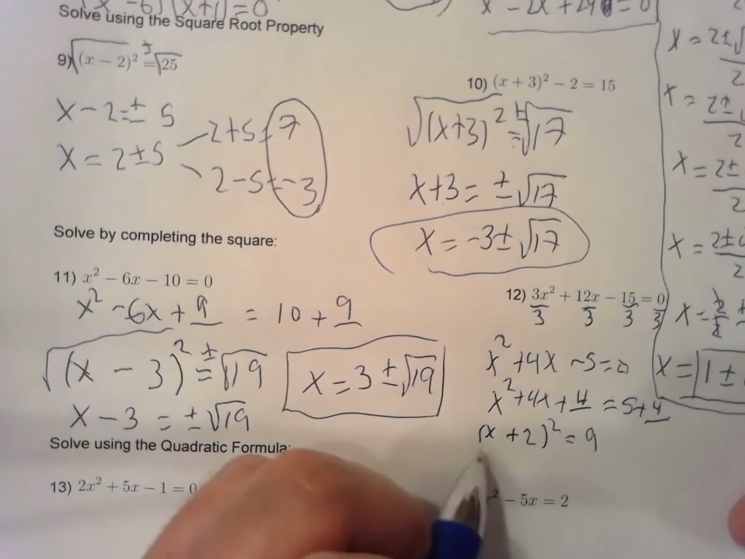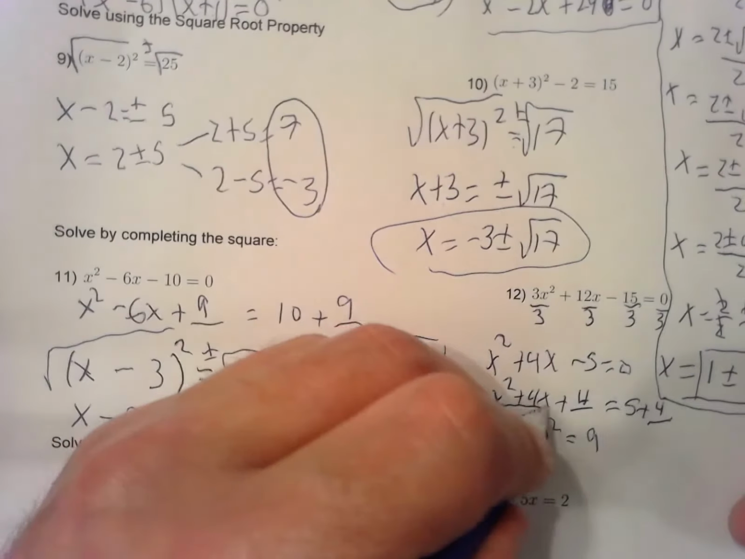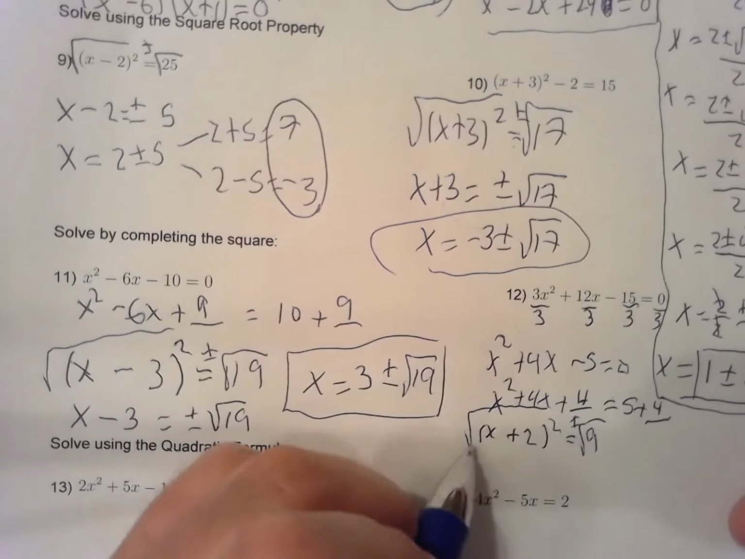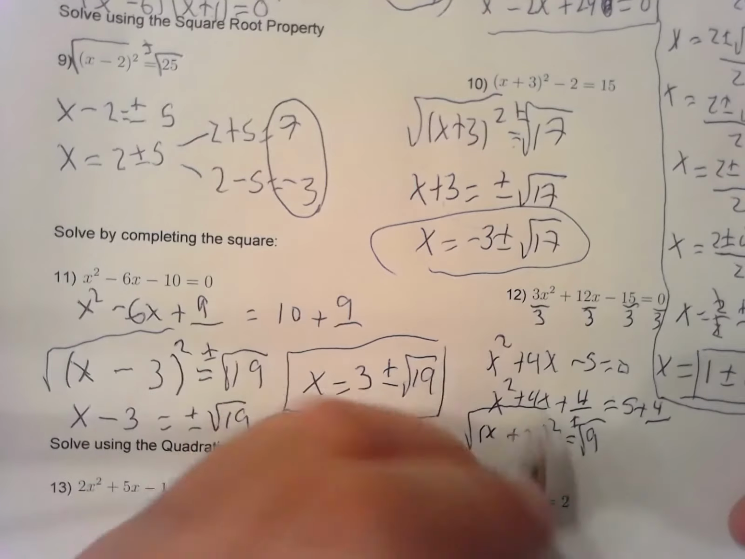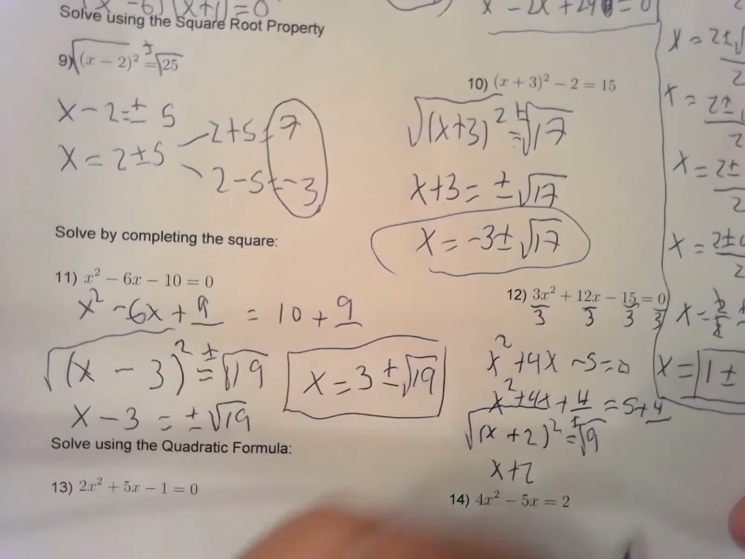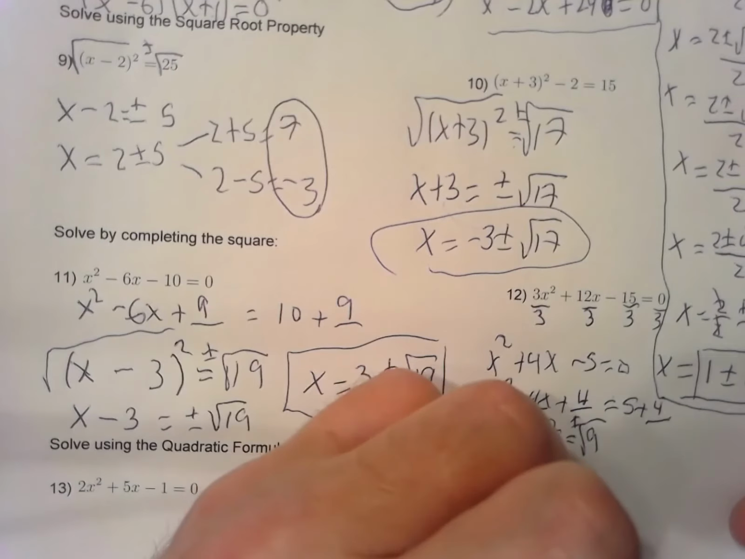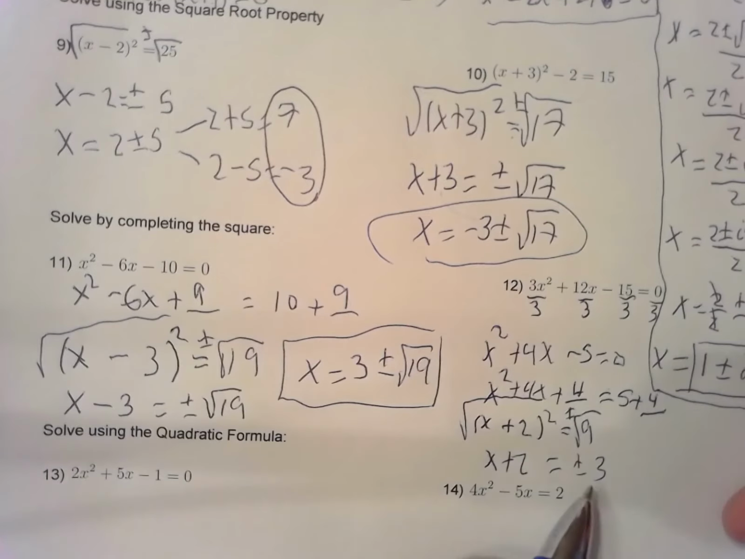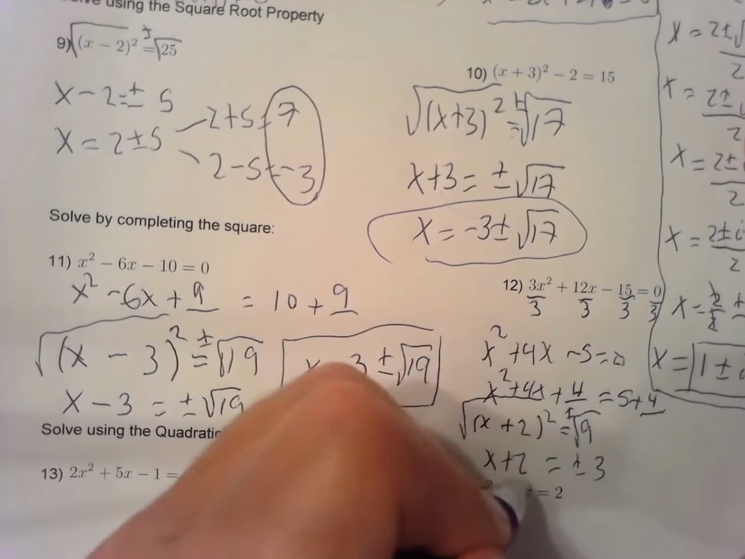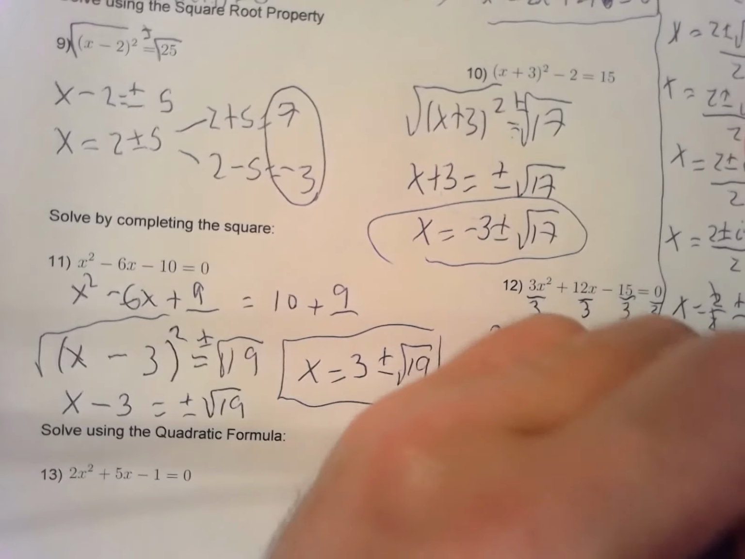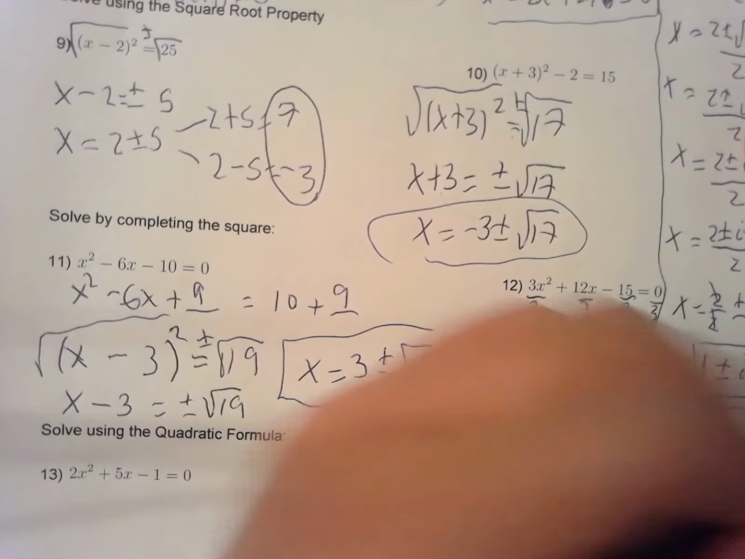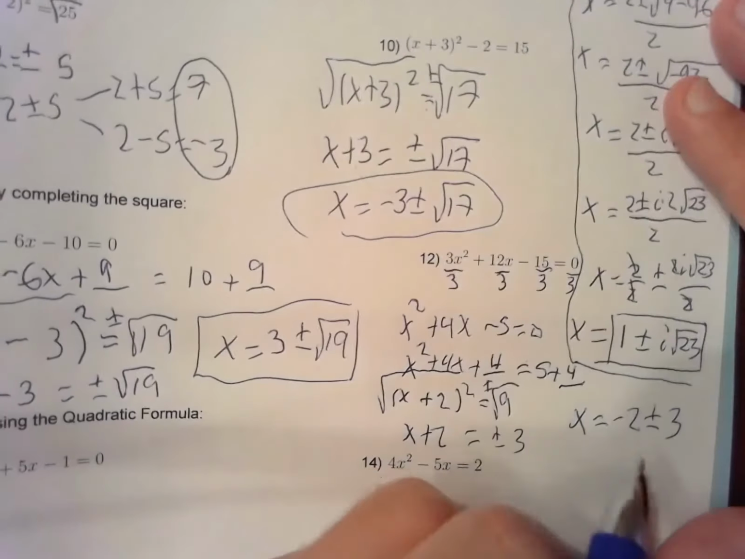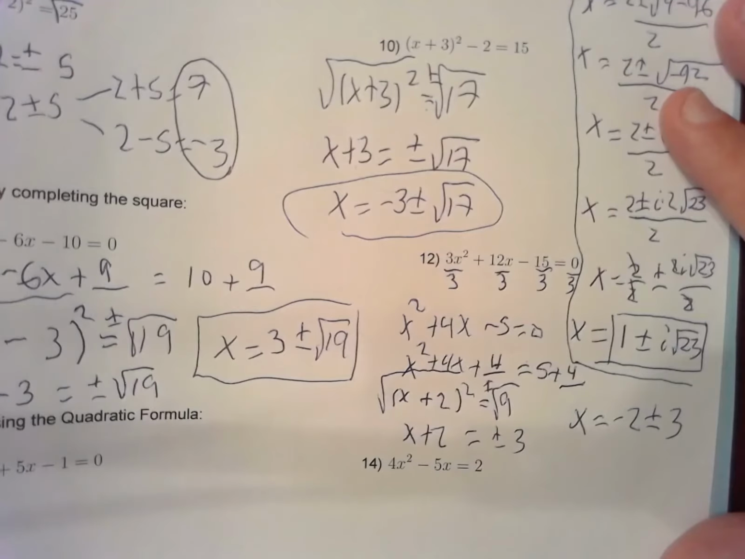Now we have stuff squared equals a number. We can take the square root of both sides. Don't forget your plus or minus. Square root of x plus 2 squared is just x plus 2. On the other side, square root of 9 is 3. So I get x plus 2 is plus or minus 3. Moving the 2 over, we'll get x is negative 2 plus or minus 3. Oh, a little off the screen here. Negative 2 plus or minus 3.